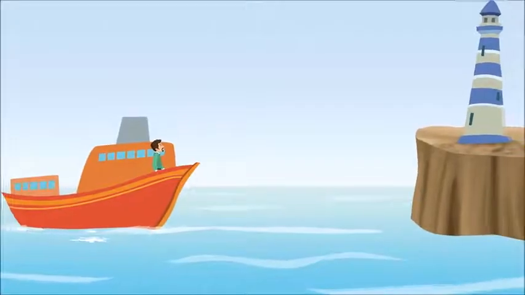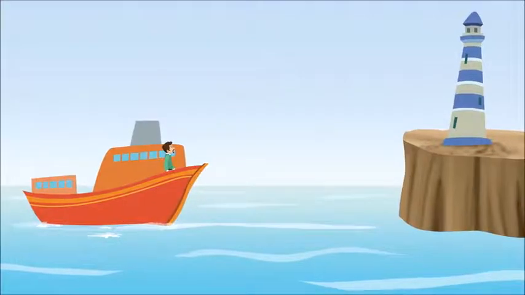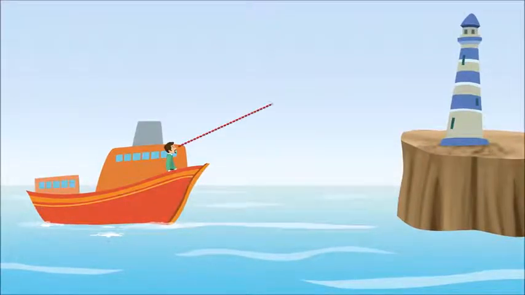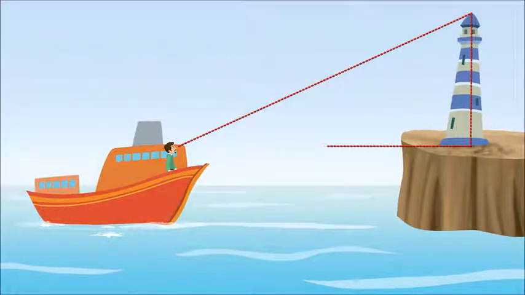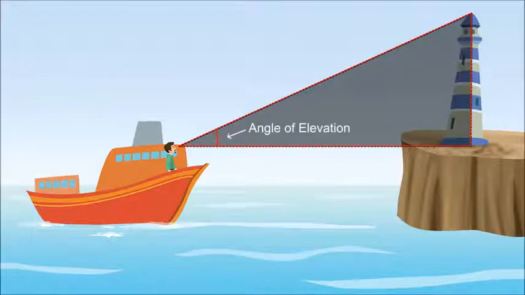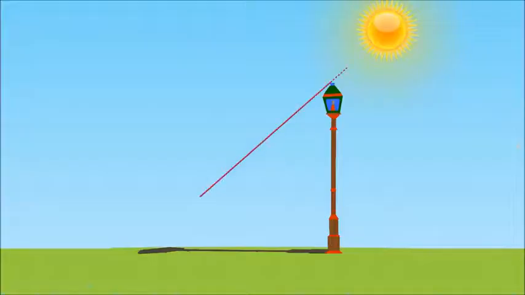A ship is sailing on the sea. A man standing on the deck of the ship sees a lighthouse at some distance. The top of the light makes an angle of elevation at the eye of the man. The line joining the top of the lighthouse and the observer's eye is called the line of sight. The top of the pole makes an angle of elevation at the tip of shadow of the pole.